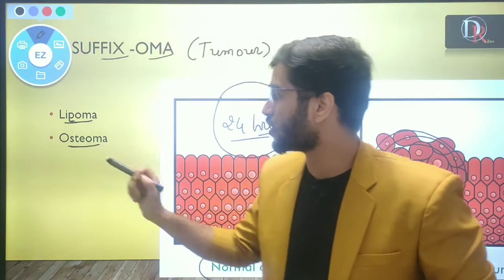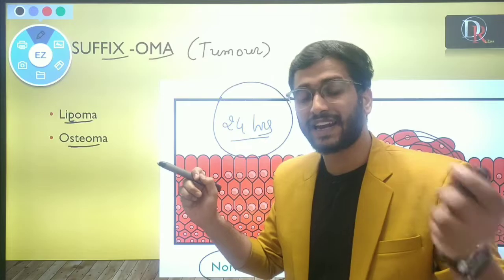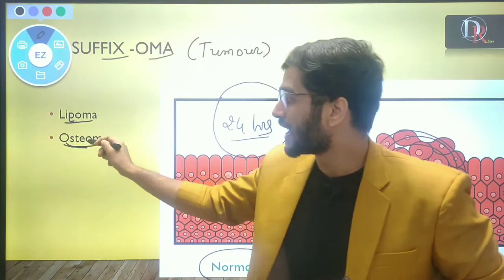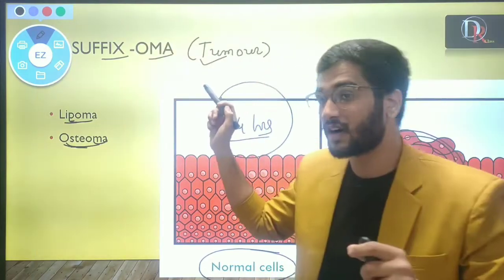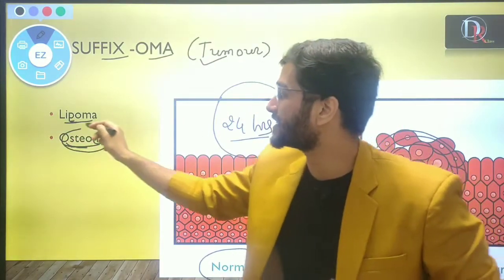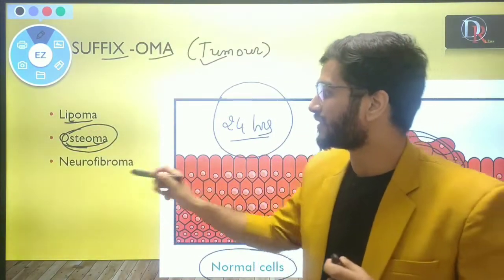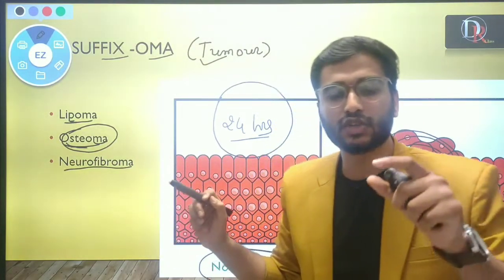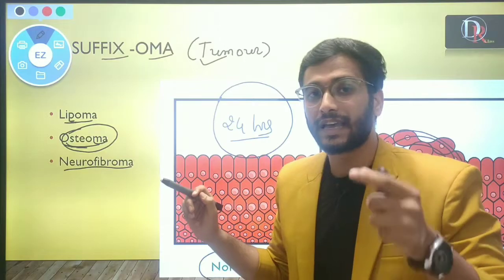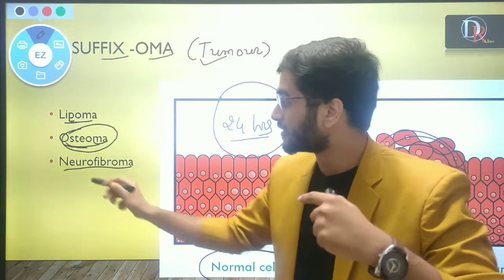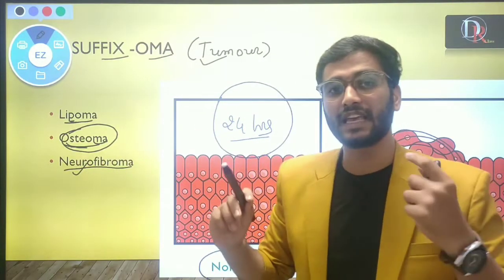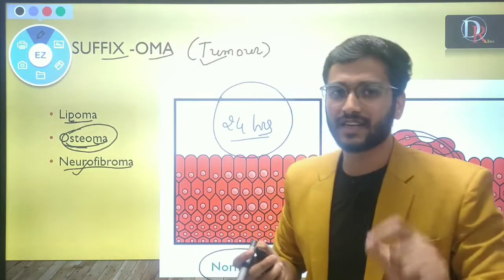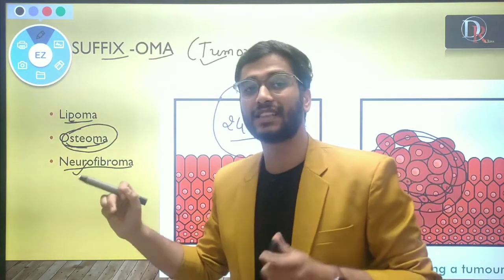Osteo refers to bone and oma refers to tumor, so osteoma is a tumor of the bone. Now the neurofibroma. Basically, neurofibroma is a tumor-like condition occurring in the neural tissue, but generally there is no increase in the mass of the neurons.